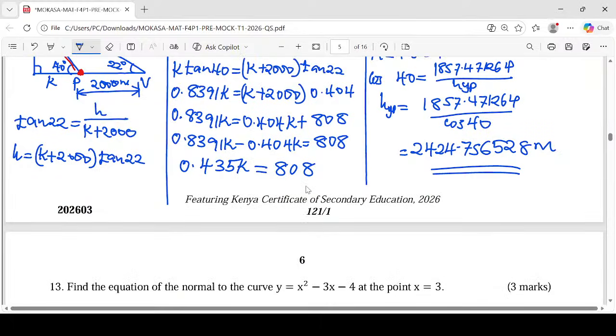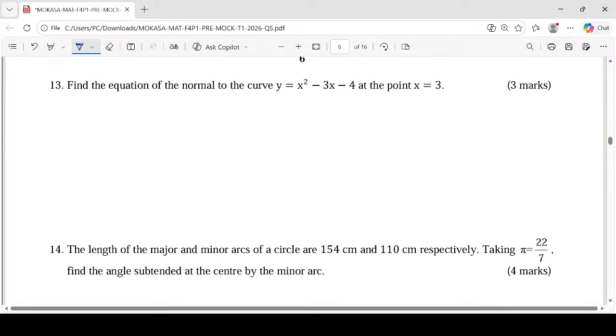Let's get now to question number 13. Question number 13 of our revision program. Find the equation of the normal to the curve y is equal to x squared minus 3x minus 4 at the point x is equivalent to 3. So we have the equation y being equal to x squared minus 3x minus 4 at the point x is equal to 3.